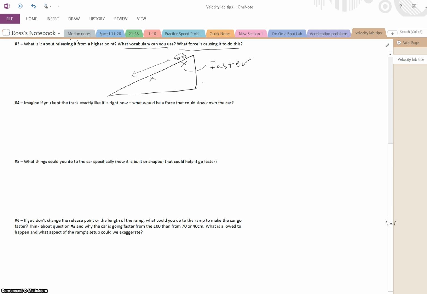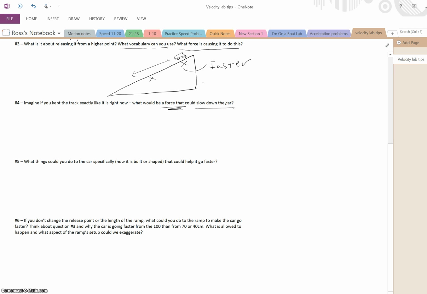Number 4 is saying, what slows the car? If the car was to continue on the track forever, what would be slowing the car down? So imagine if you kept the track exactly like it is now. You do nothing to the track except make it longer, right? You don't make it higher, you don't increase the angle, you don't do anything to it. It's just a longer track. What is the force that could be slowing down the car?